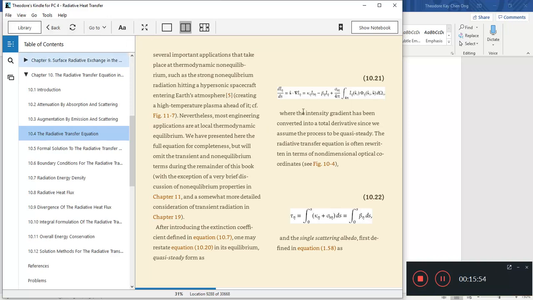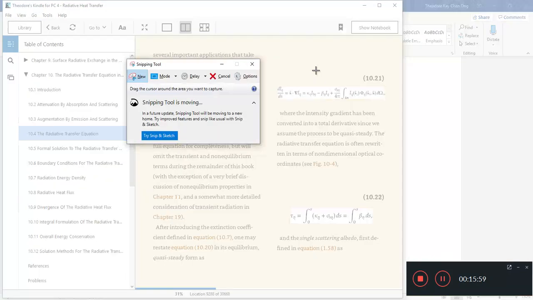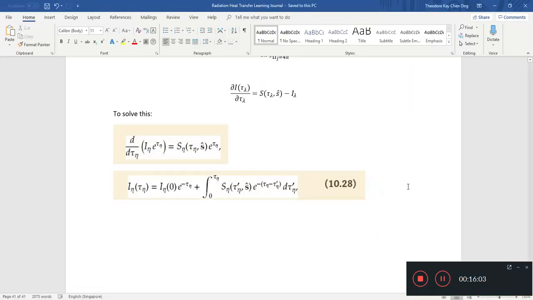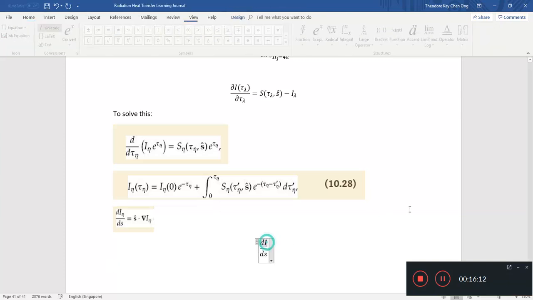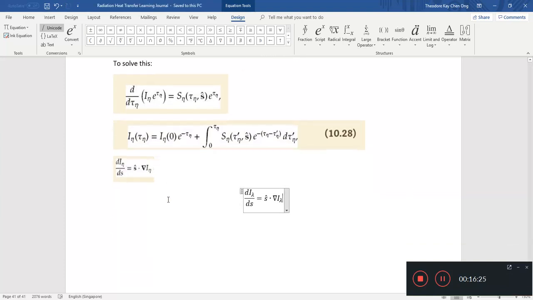Okay, this is kind of not related, but you might see this divergence sign popping up every now and then. So dI/ds, this is just an extra bit of information, a random piece. I know it's a bit annoying. S hat dot nabla I lambda. So just keep this in mind.